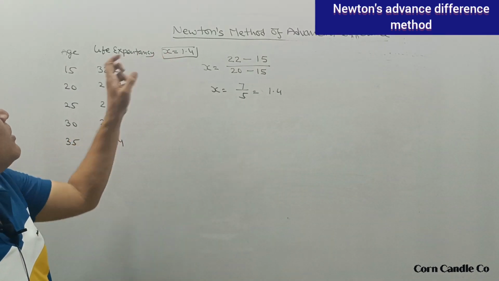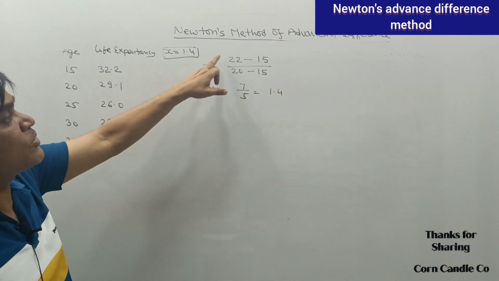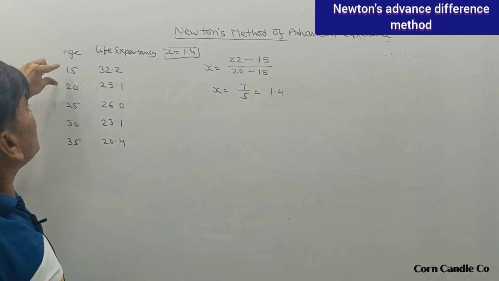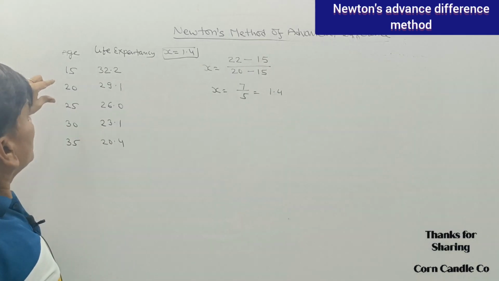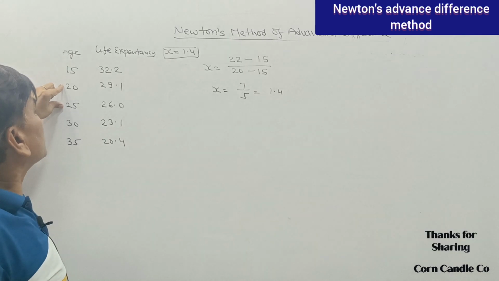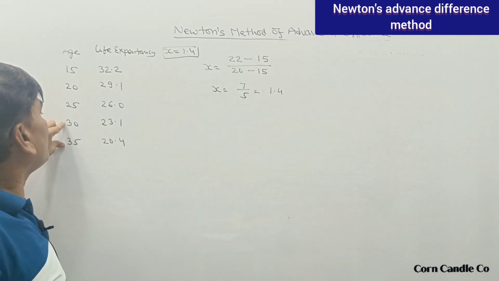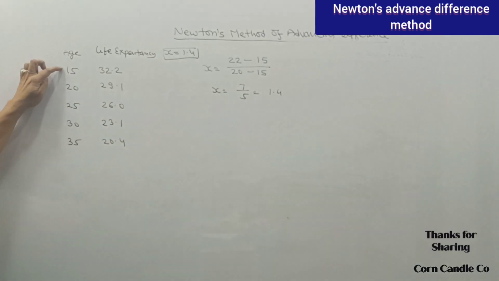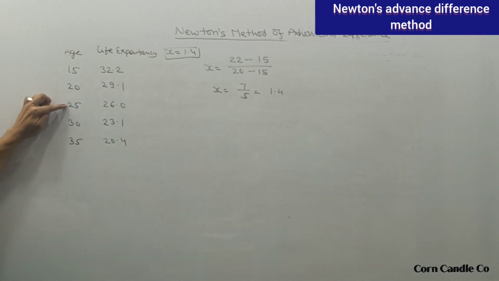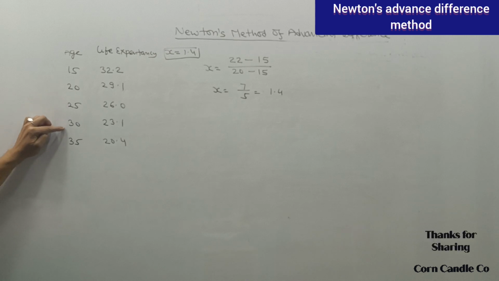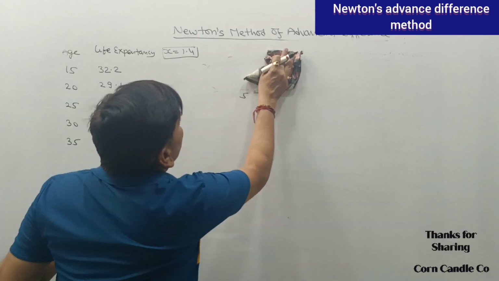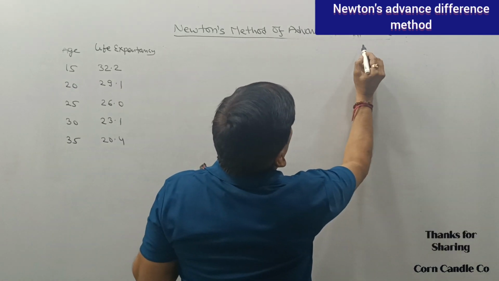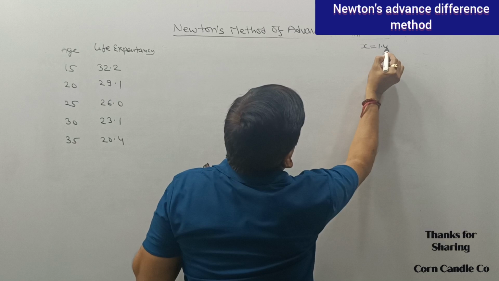How to calculate? 22 is the asked number, so 22 minus the first year, divided by the difference, which is 20 minus 15, or 25 minus 20, or 30 minus 25, or 35 minus 30, because the difference is equal in the Newton method. This is a difference of 5 years, this is also 5 years, this is also 5 years, and so on. Okay. Now calculate the Newton difference. We have written here x is 1.4.